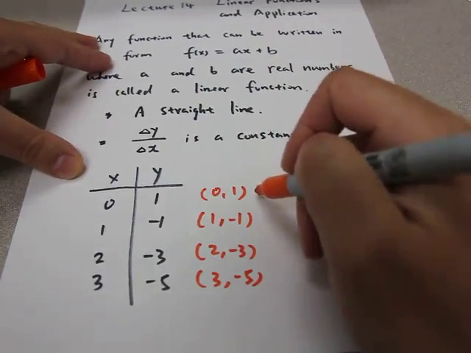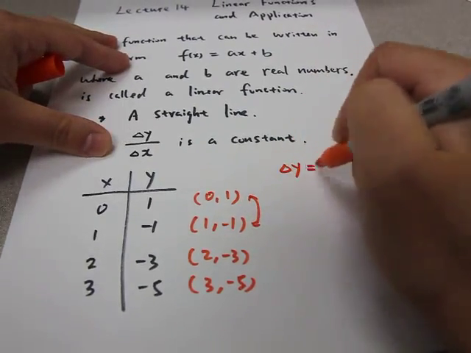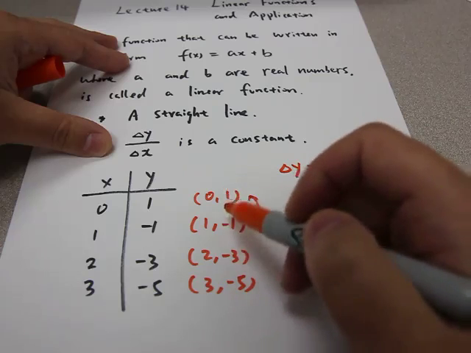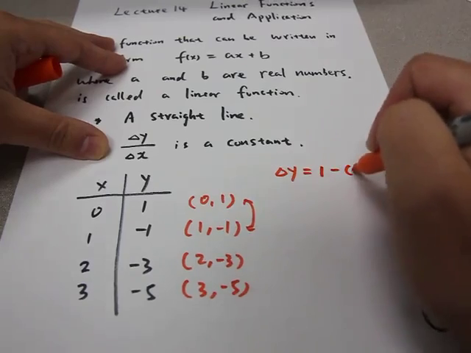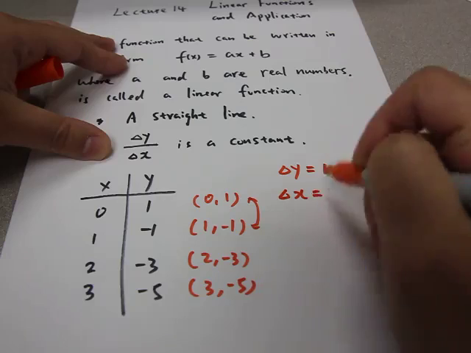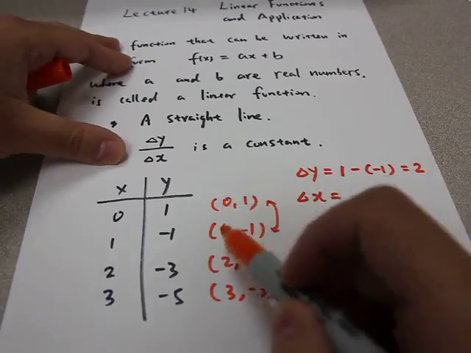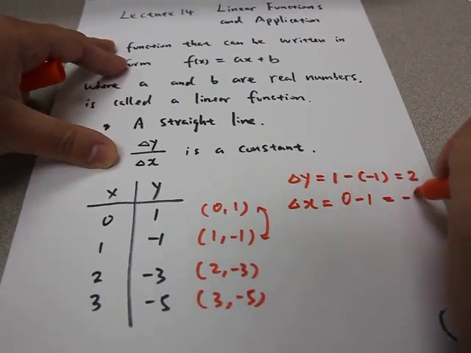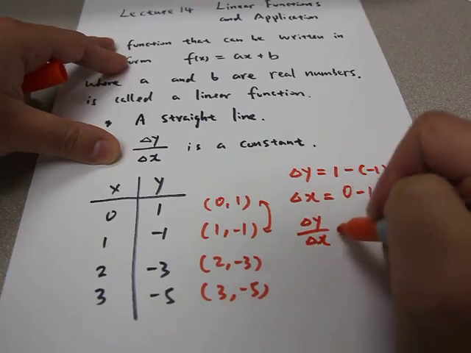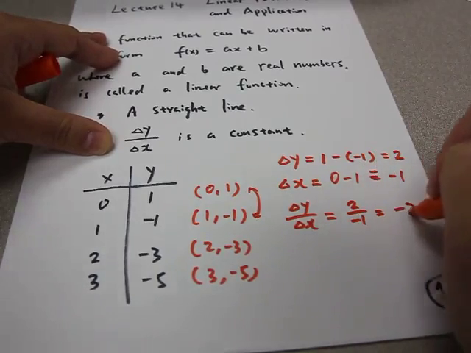And then, if you compute the ratio of the change in the y to the change in the x, for example, if I use these 2 ordered pairs, the change in the y is the difference between these 2 y values. So that is 1 minus -1, which is 2. And now I consider the change in the x. The change in the x is 0 minus 1, which is -1. Now this ratio is 2 over -1, so it's -2.